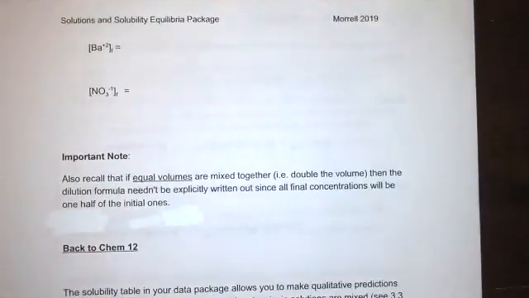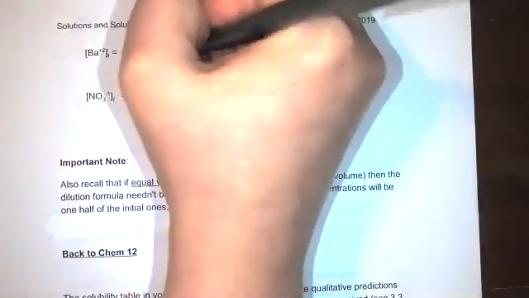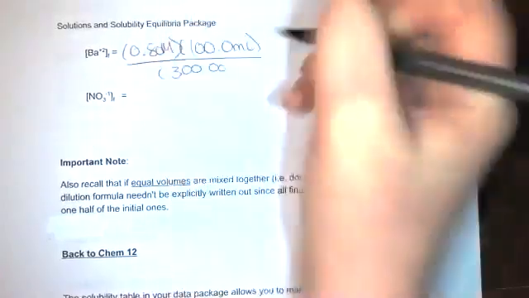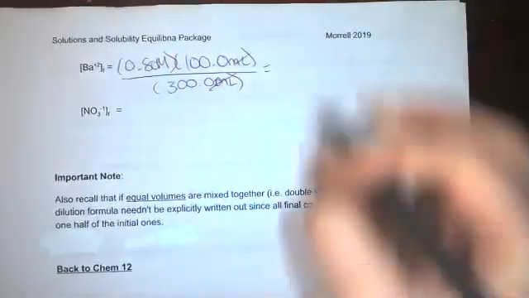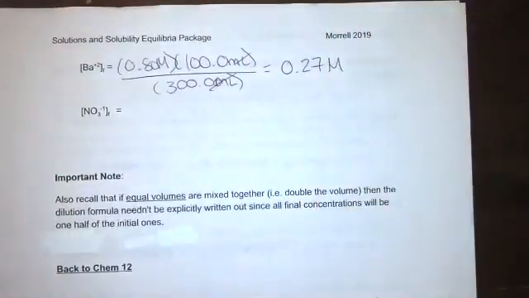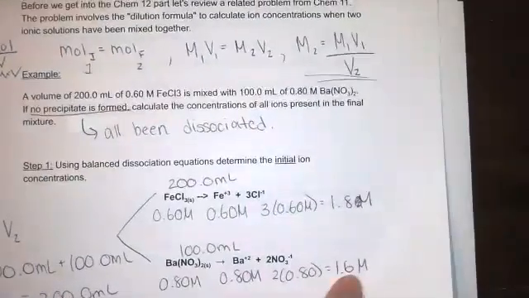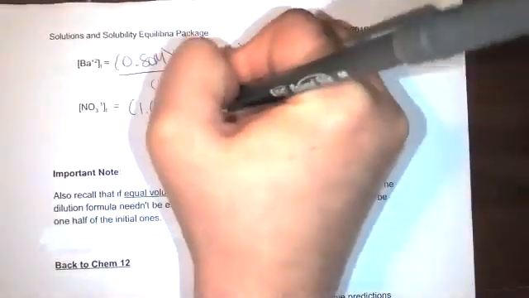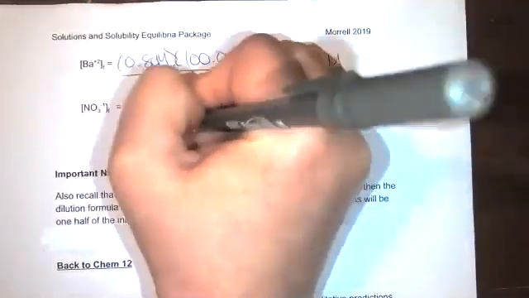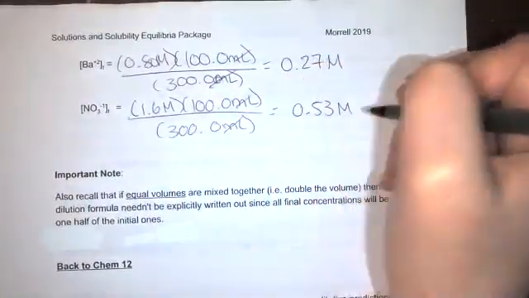So let's continue with barium and nitrate here. With barium, we had 0.8, and now it was a 100 milliliter solution that we started with there, but our final was still 300. So we have 0.27 molar concentration of our barium. And then for my nitrate, where were we here? 1.6. Still in that 100 milliliters to start with, but we diluted it to 300. So we get 0.53 molar concentration of nitrate.